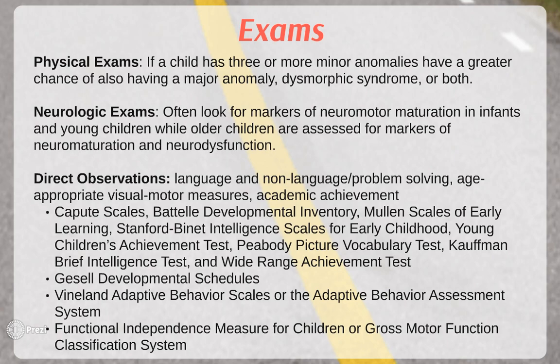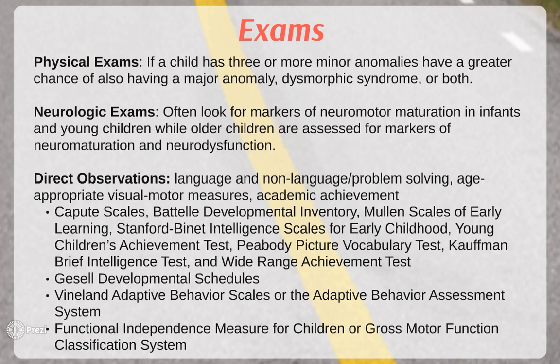The evaluation also includes direct observation and elicitation. Formal testing can be completed by the clinician, or results of testing can be reviewed. Language and non-language problem solving is measured directly. Age-appropriate, quantifiable visual motor measures are observed and recorded, as well as academic achievement. More information on the specific developmental and psychoeducational tests is detailed in Chapter 16 of our text, but basically the independent evaluations are usually brief to administer, such as the Capute scales, Battelle Developmental Inventory, and others you see listed here.